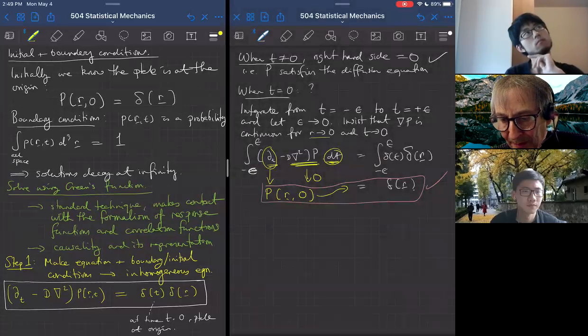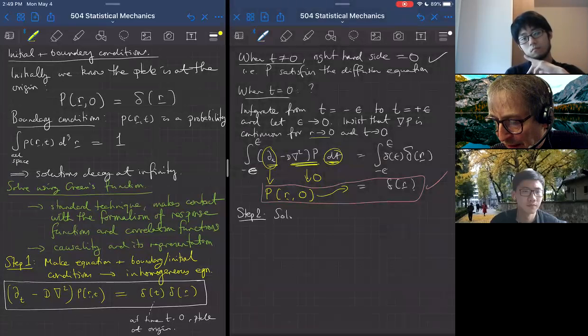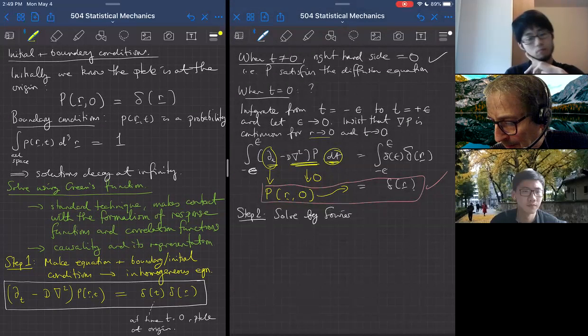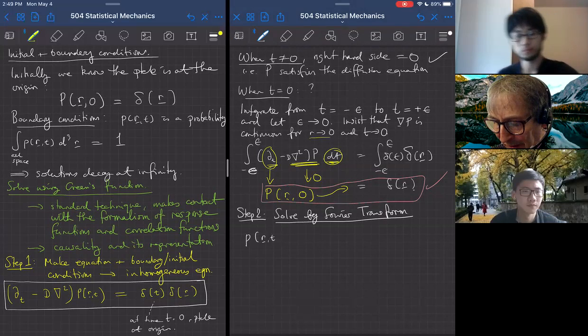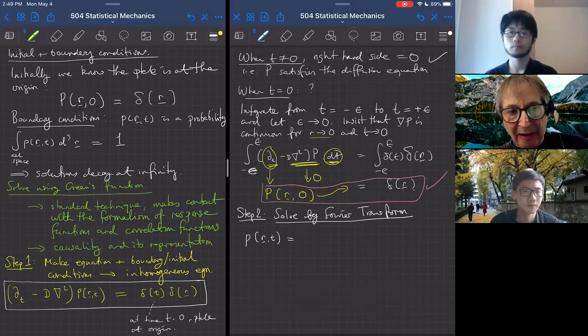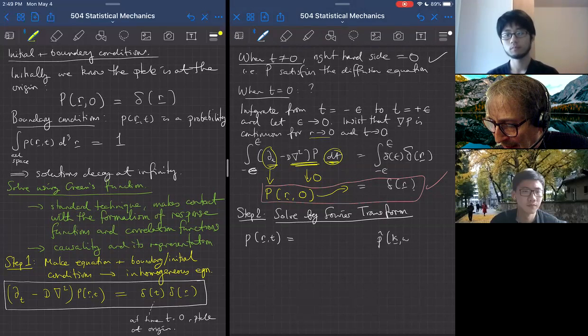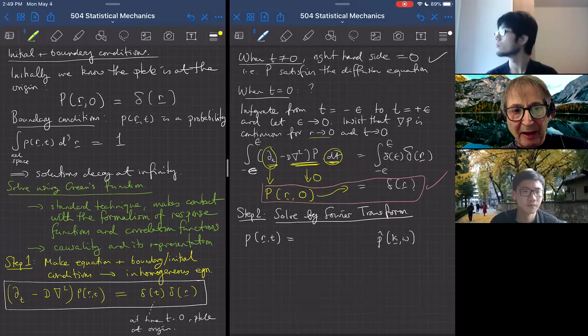So step 2 is to solve by Fourier transform. So how do we do that? What we do is we write p of r and t in terms of its Fourier variable. So we'll say it's the integral of p hat of k and omega. Those are the Fourier variables.